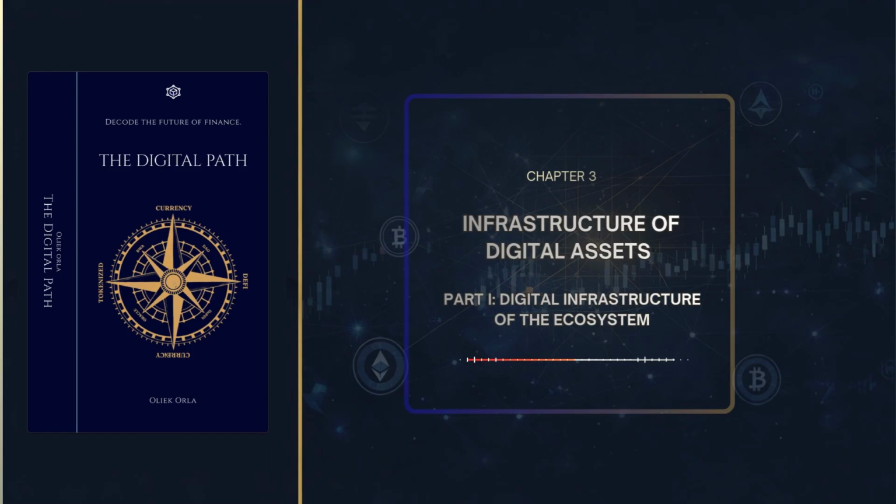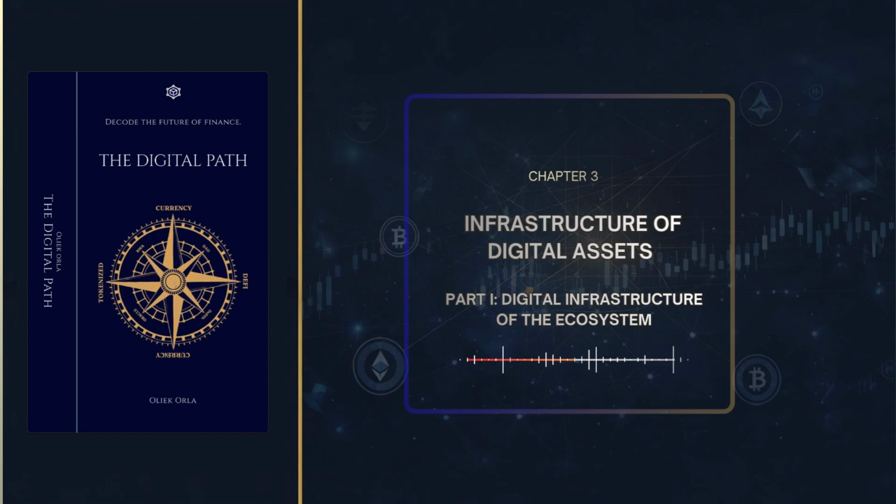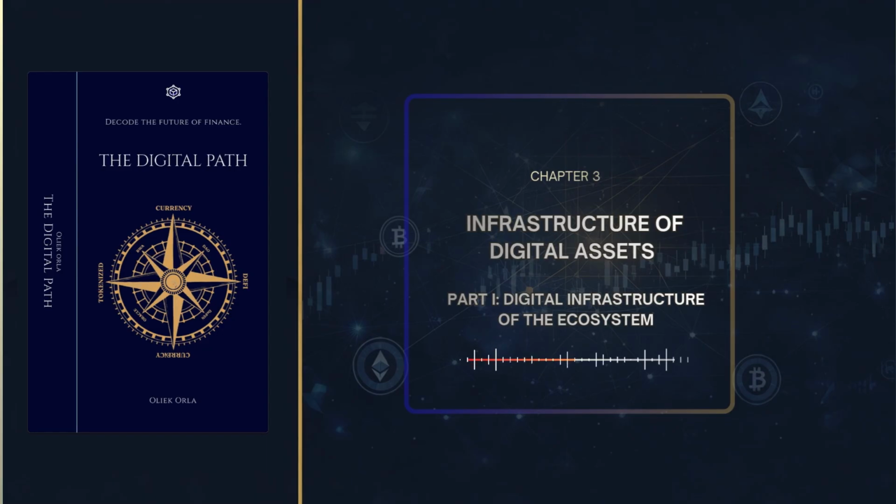It includes base blockchain networks, scaling solutions, and cross-chain interoperability systems, as well as the everyday applications users interact with: wallets, exchanges, DeFi platforms, and NFT marketplaces. In this chapter, you will understand how this multi-layered structure works together to form the infrastructure of blockchain ecosystems, how the different layers interact with one another, and why this architecture is what enables the stability, scalability, and continuous growth of the digital economy. Part 1: Digital Infrastructure of the Ecosystem.